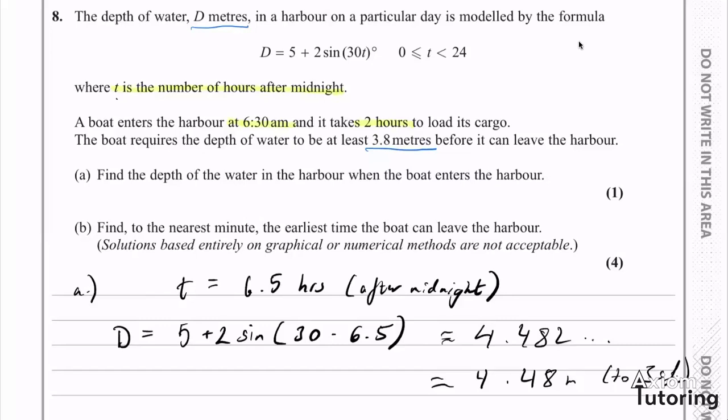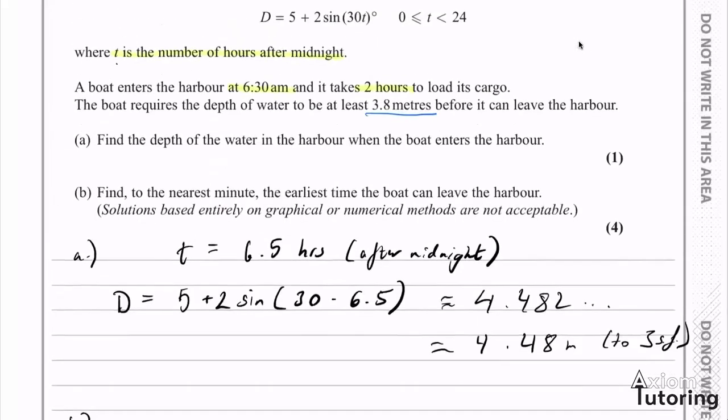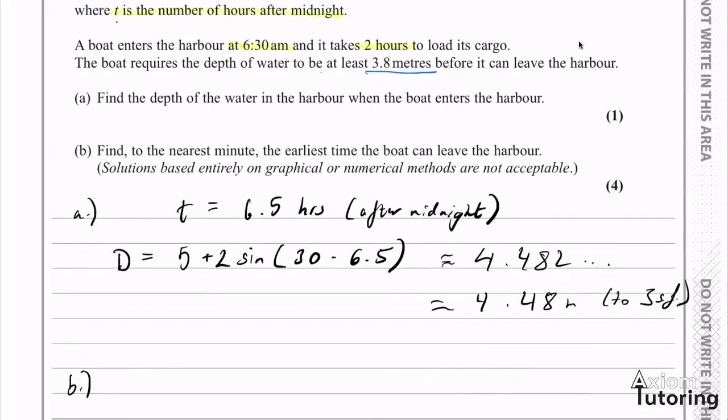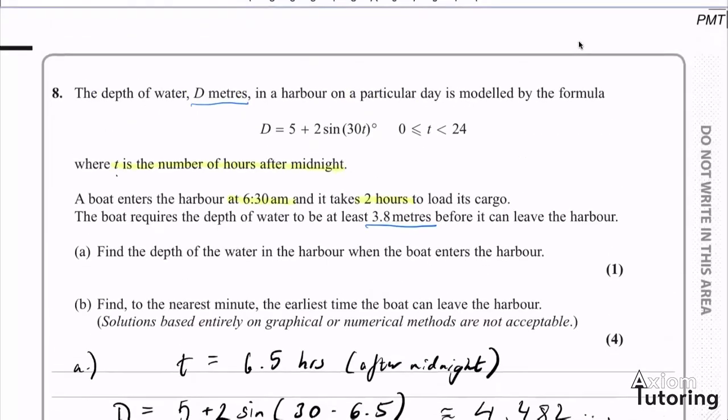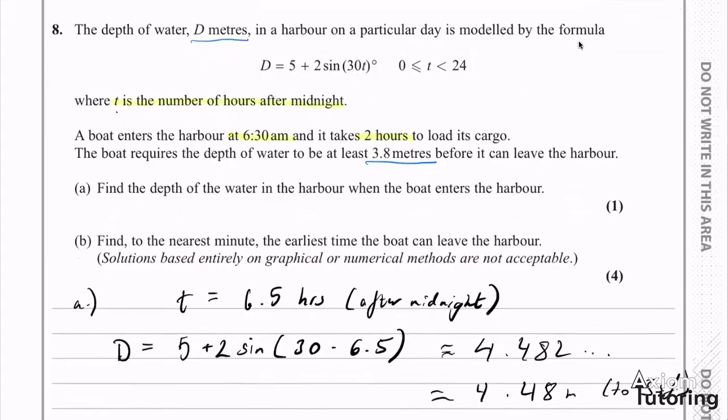So continuing on to part B for question 8, we now want to find to the nearest minute the earliest time the boat can leave the harbour. We are told that the boat requires the depth of water to be at least 3.8 meters before it can leave the harbour. So that means our D has to be 3.8 meters for us to find the corresponding value of t, so we can then work out the actual time that it leaves the harbour.